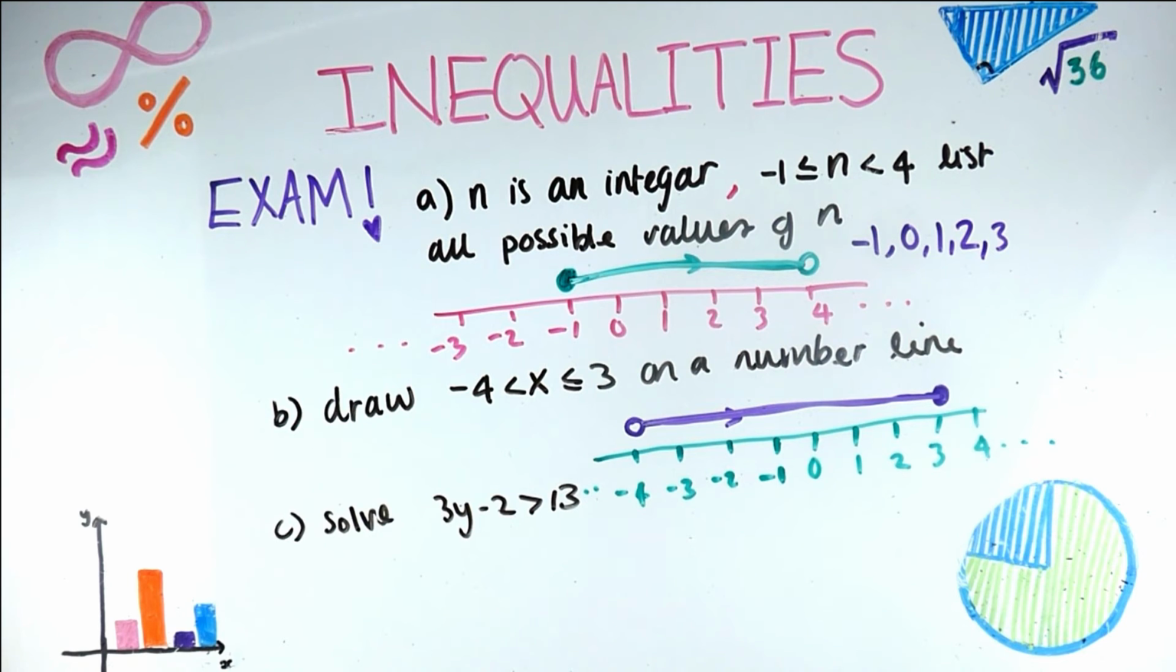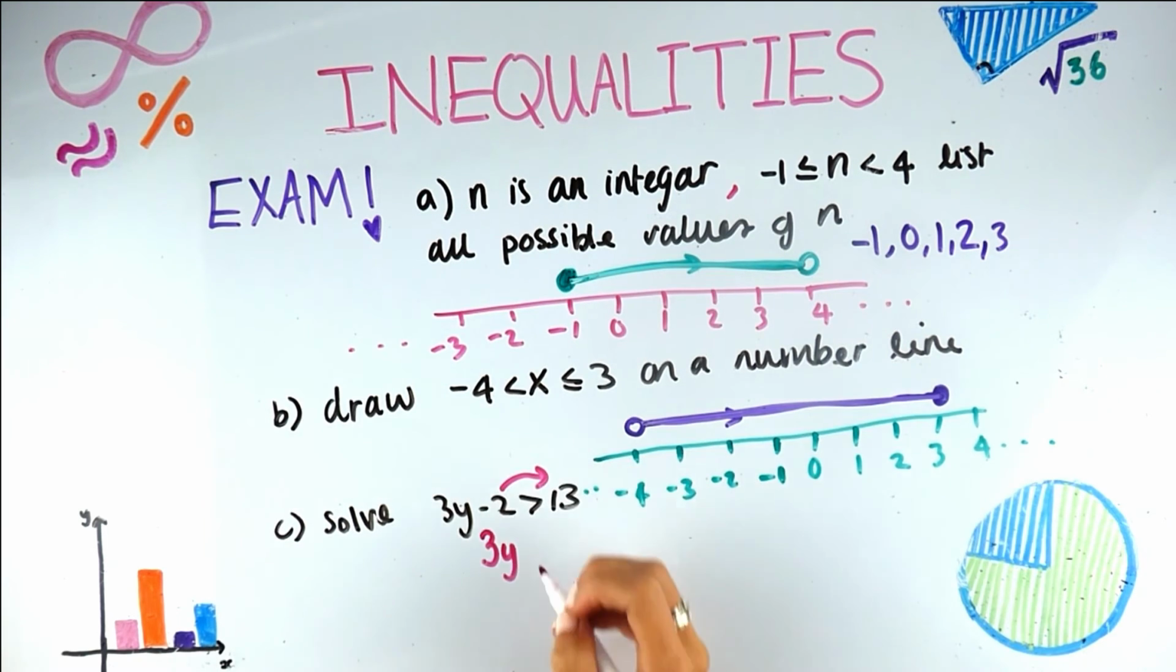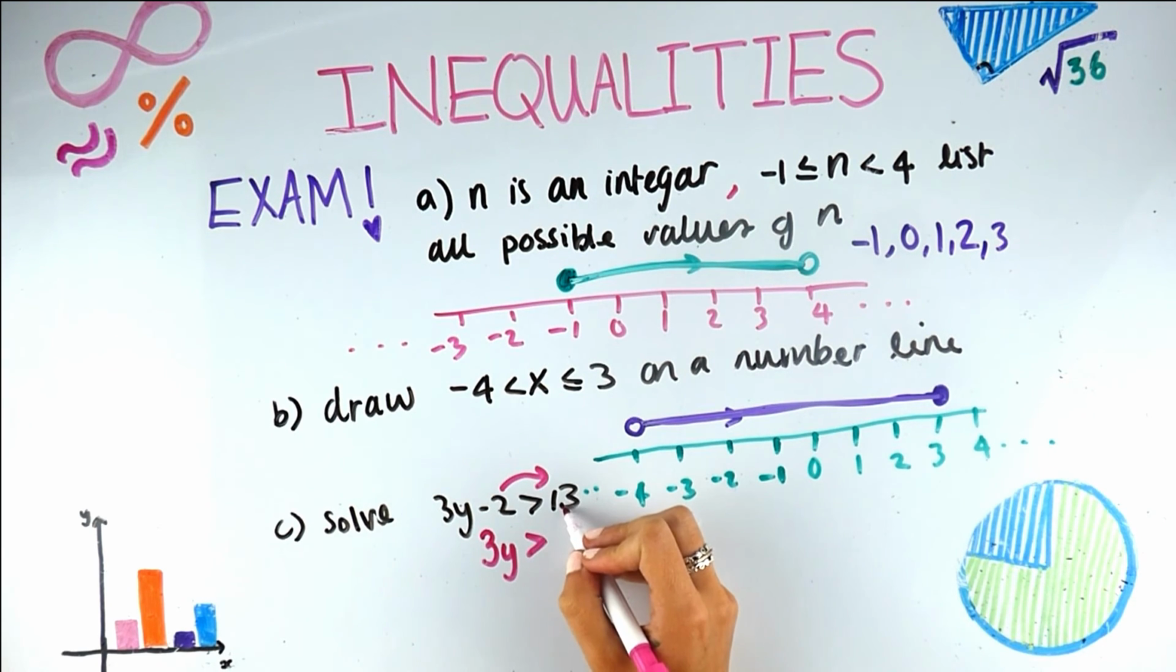Brilliant. So part C, solve 3y minus 2 is greater than 13. So remember, we just treat this exactly the same as an equal sign unless we multiply or divide by a negative number. So we'll see if we have to do that. So first of all, I want to solve, so I'm trying to find y. So if I want 3y, I'm going to take this minus 2 over, and it becomes plus 2 over this time, the inequality. So 13 plus 2 is 15.